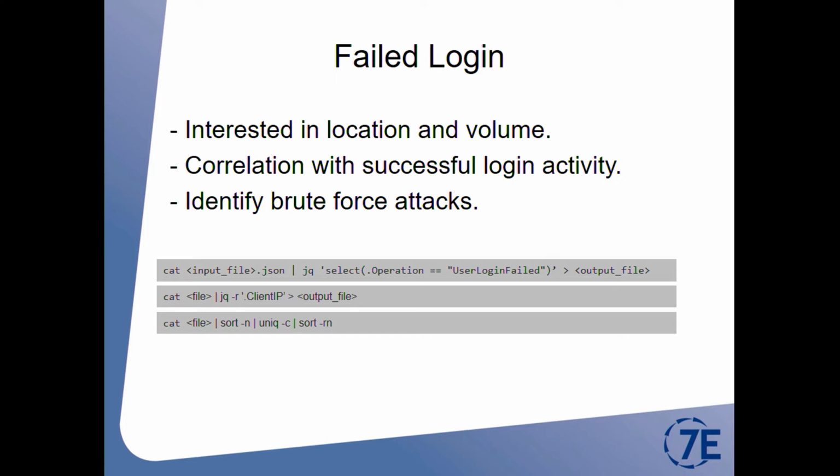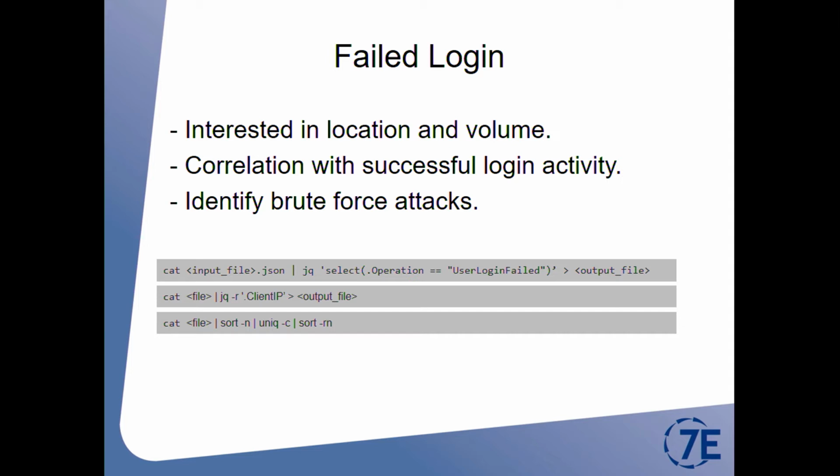But these are just three common commands that I'd use from the command line to do some of the interrogation using jq. The first one is basically pulling that JSON file in that you've saved, and then you're selecting the operation value, and you're asking it for UserLoginFailed, and then you're sending the data that you extract out of that to an output file.